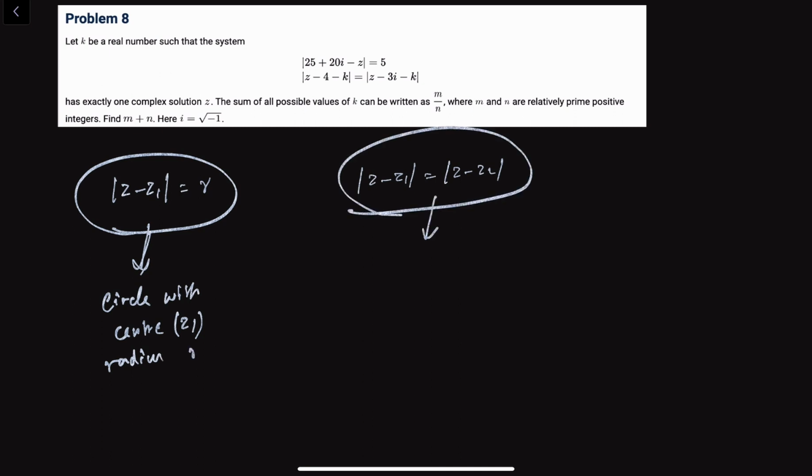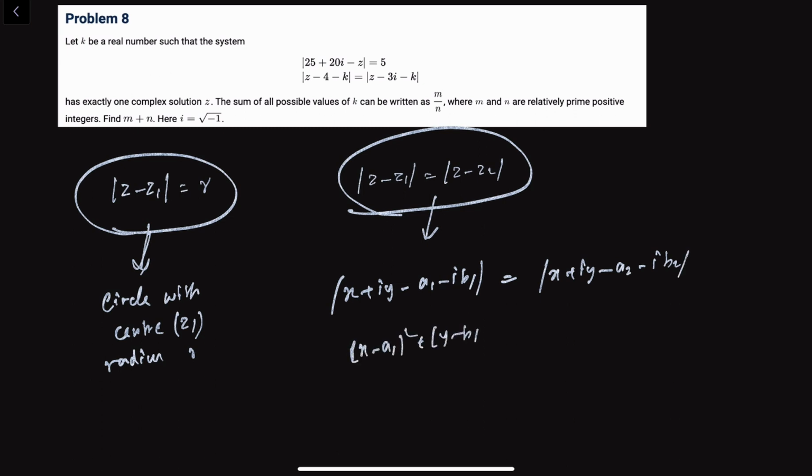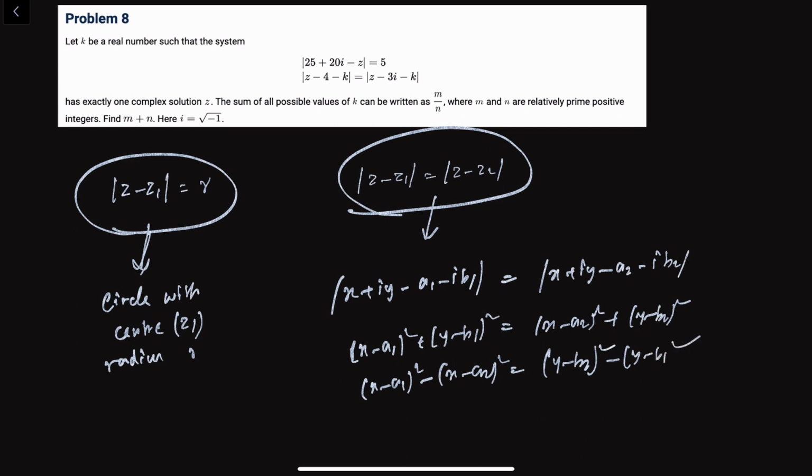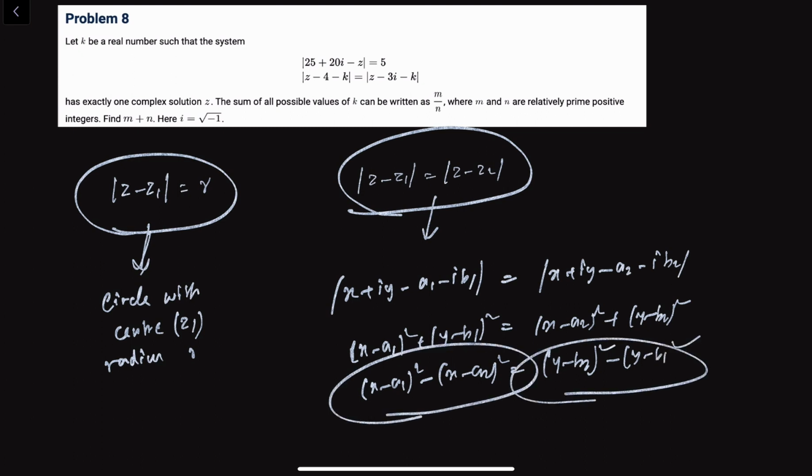Now if we consider the second equation, we have |x + iy - a1 - ib1| = |x + iy - a2 - ib2|. That means (x - a1)² + (y - b1)² = (x - a2)² + (y - b2)². If I simplify these two equations, I'll get a linear equation, linear in x and linear in y. So if I solve this equation, I'll get the equation of a straight line.